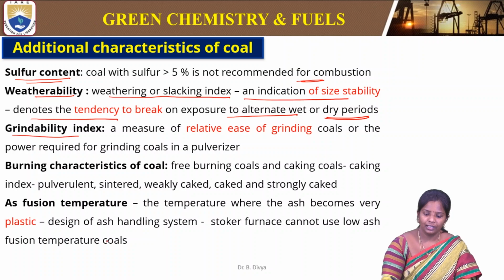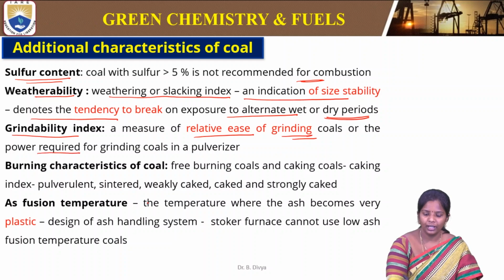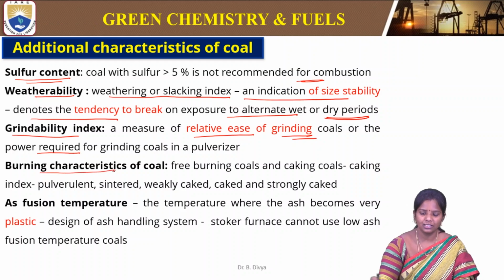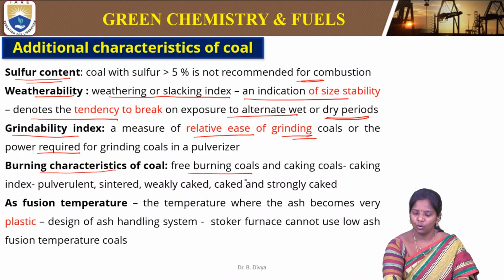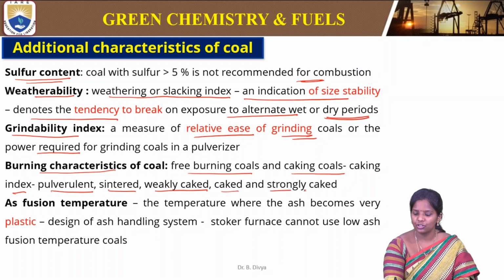Then grindability index. This is a measure of the relative ease of grinding coals, or the power required for grinding coals in a pulverizer. So this also is an important characteristic other than the chemical analysis. Then burning characteristics of a coal: free burning coals and caking coals. Caking index: pulverulent, sintered, weak caked, caked and strongly caked.